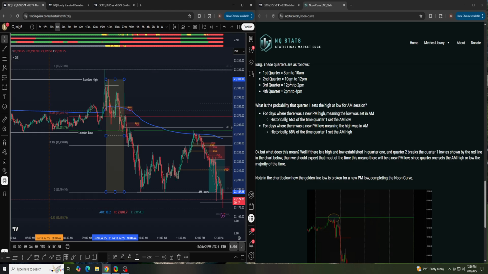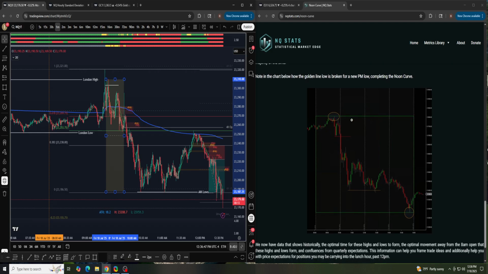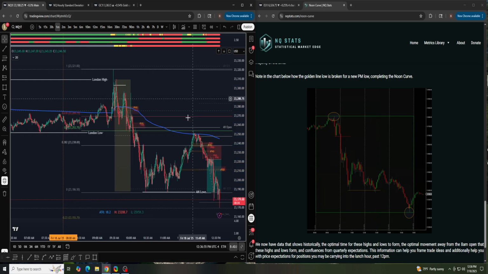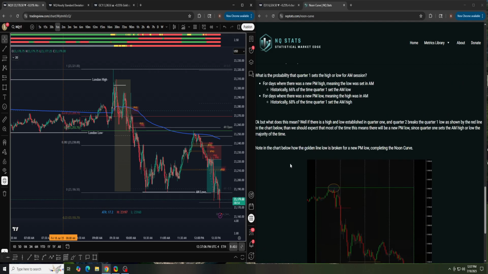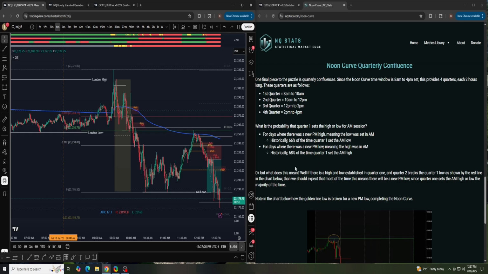So what the noon curve suggests is basically this drawing, right? A high was made in the first quadrant, the low was breached in the second quadrant. So logic would indicate that in the afternoon session, after 12 o'clock noon, the morning lows will get tagged. So that is the short bias I like to use.